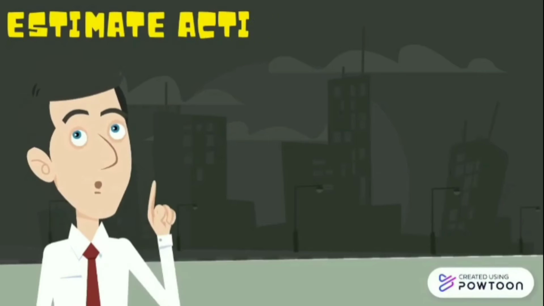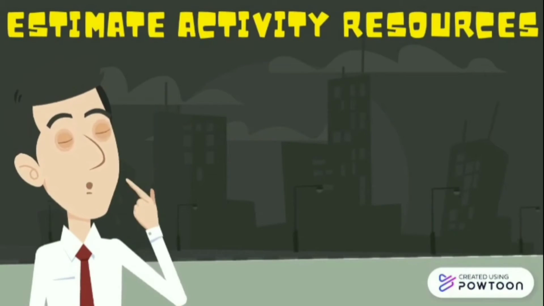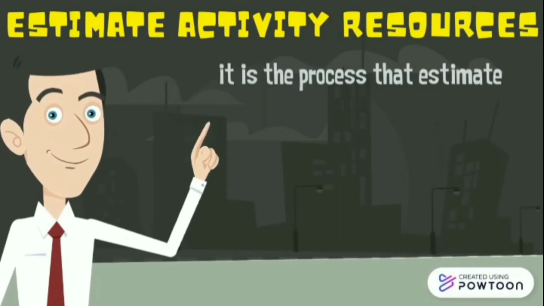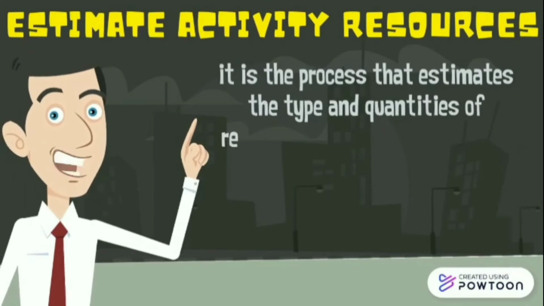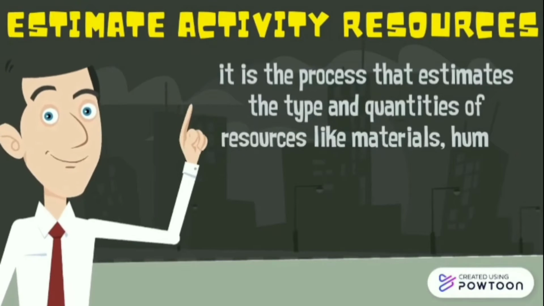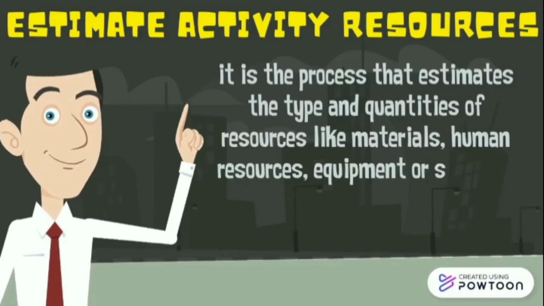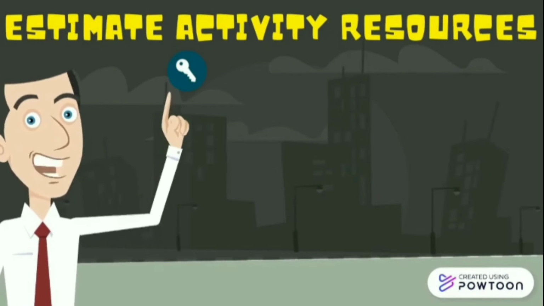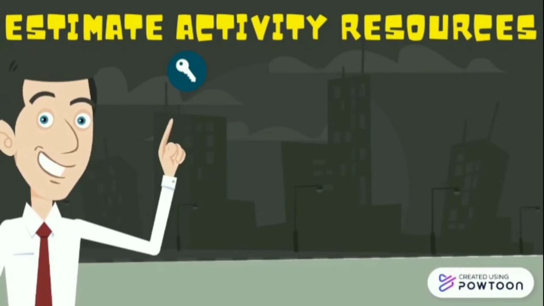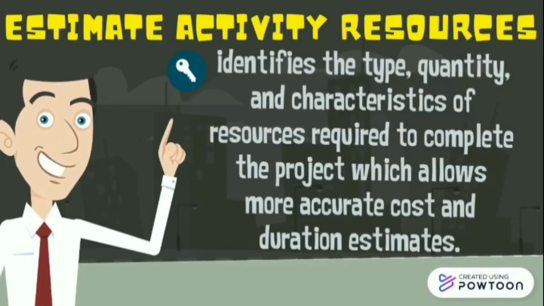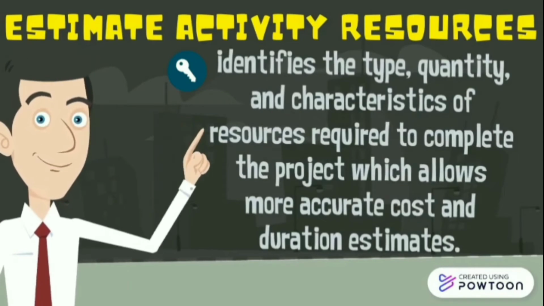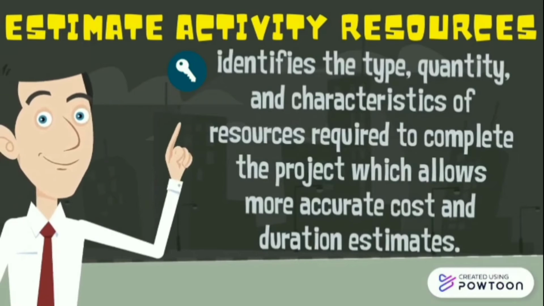So, what is estimate activity resources? Estimate activity resources is the process that estimates the type and the quantities of resources, like the materials, the human resources, the equipment or the supplies required to perform each activity. The key benefit of this process is that it identifies the type, the quantity, and the characteristics of the resources required to complete the project, which allows more accurate cost and duration estimates.